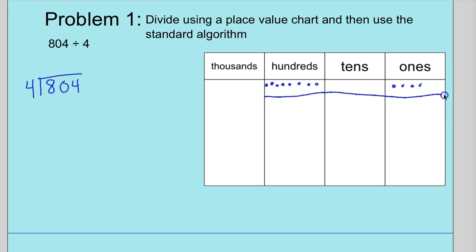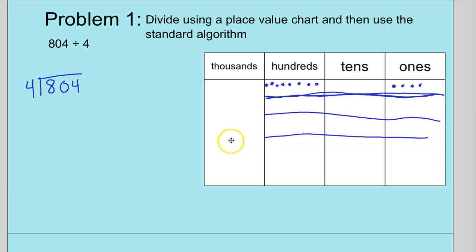So remember, we're going to divide this. And then I need 4 groups. Sorry, my lines aren't very straight. So 1, 2, 3, 4.